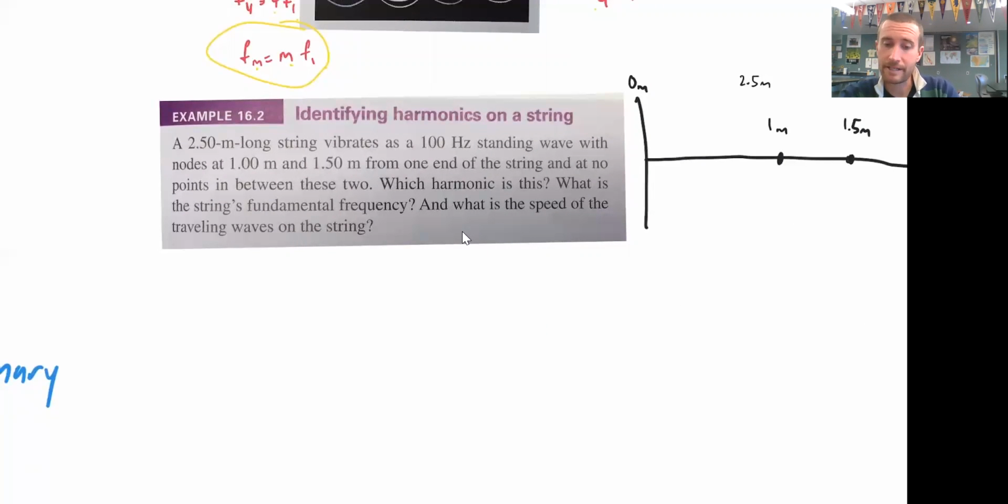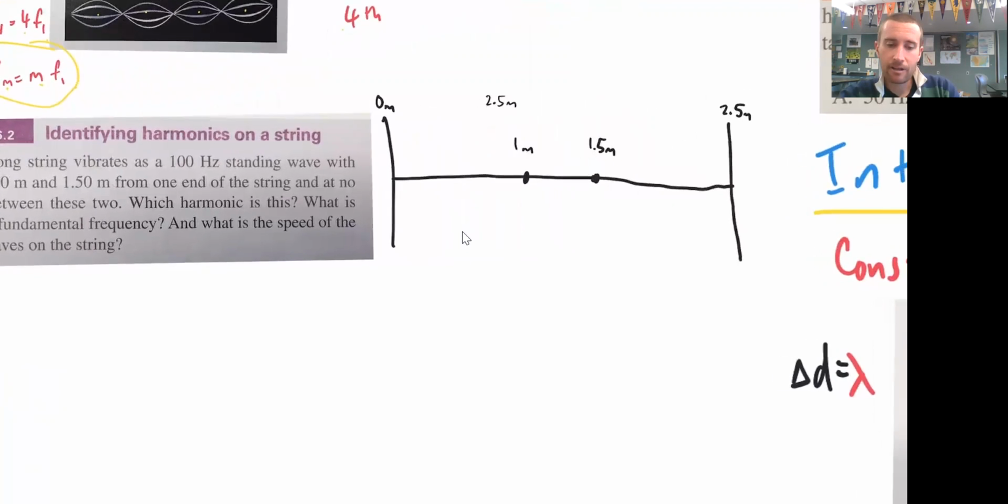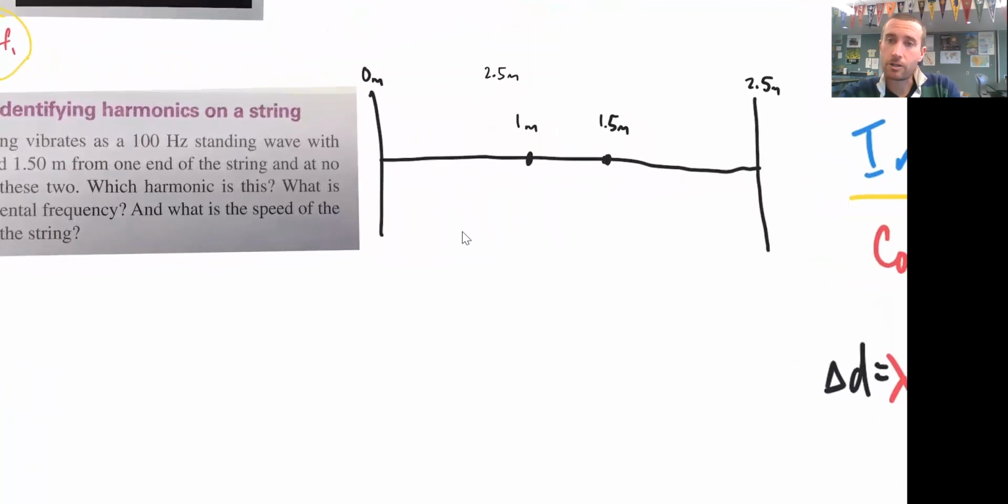Okay, so I'm going to start by drawing a little diagram here. I know that I have a 2.5 meter long string, and it's tied off at 0 and 2.5. And then I know that I have nodes at 1 meter and 1.5 meters. So that means there has to be a bump right there, at 1 and 1.5. But there are no nodes in between those. So that means each bump has to take half of a meter. So if a bump takes half of a meter, and I'm at 1 meter right here, then the next one should be half of a meter, like that. And that leaves me with one more space for another half meter bump right there.